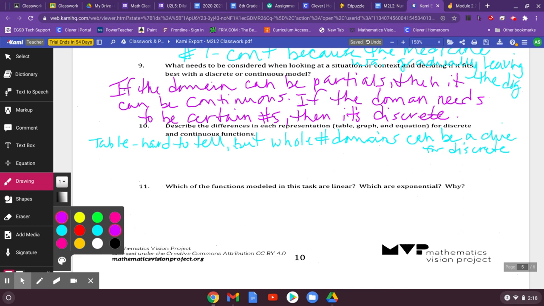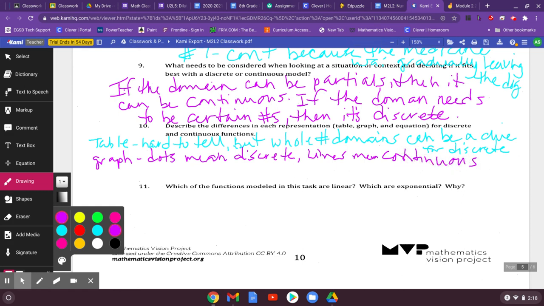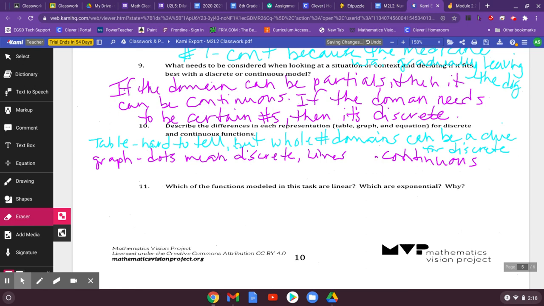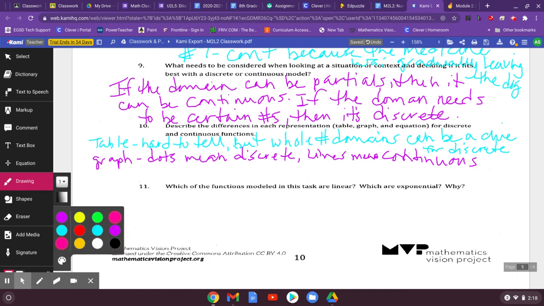Okay, for graph, dots mean discrete. Lines mean continuous. I apologize for the sloppy writing. It's very hard to do this on a screen. Okay, and equations.